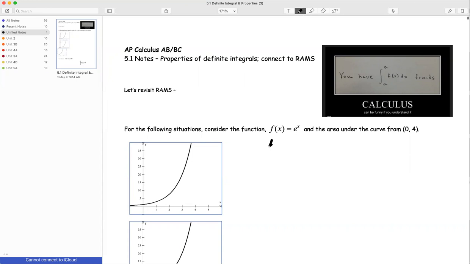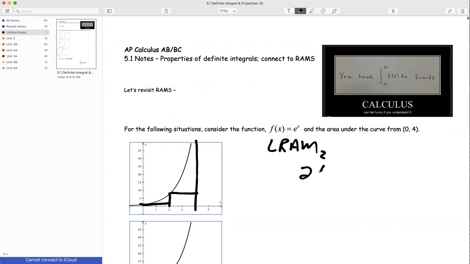So let's say starting off here, I'm going to use a left Riemann sum with 2 subintervals. Okay, that's not going to be a very good approximation, but it's going to look something like that. And so the width of my rectangles would be what?